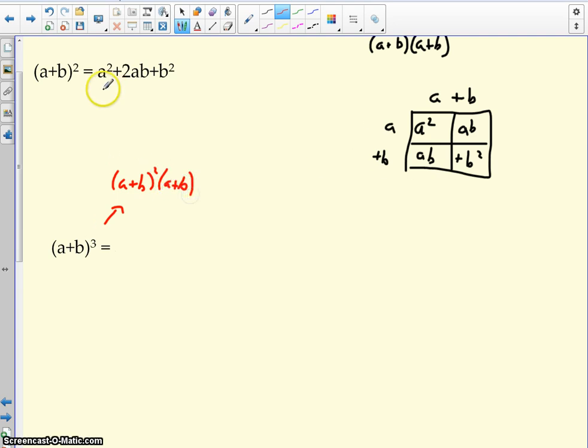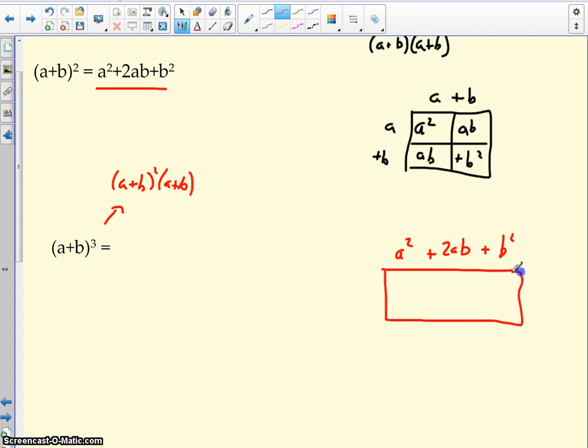And since we already have the previous one, (a + b) squared, we can set up an array that way. So this would be a squared plus 2ab plus b squared. Okay, so that's 3 columns for the array. And that's going to be multiplied by a plus b. Okay, so I'll let you try that right in your answer.